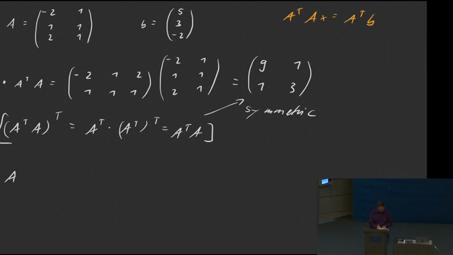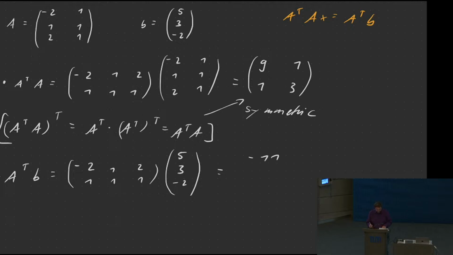So next we need A transpose b. You can just copy A transposed. And b is that vector here: 5, 3, minus 2. And that is, let's see, minus 10 plus 3, that's minus 7, minus 4 is minus 11, is that right? You'll stop me whenever I make a mistake, hopefully. And then we have 5 plus 3 is 8, minus 2, that should be 6. All right?